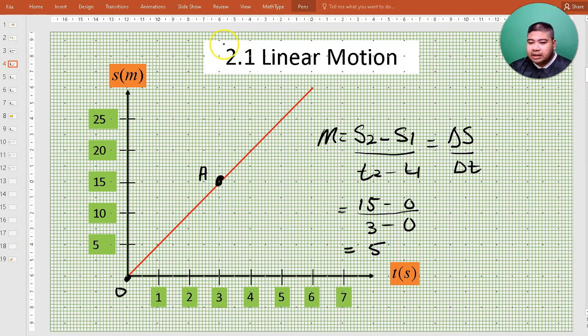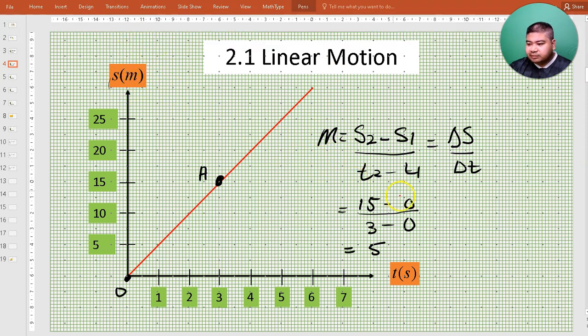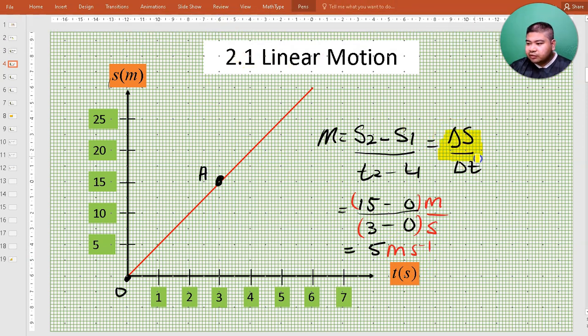But the axis has a unit, so the gradient must also have the units. So the unit for the y-axis is meter, so we put a round bracket there, so we have m. And then the unit for the x-axis is second, so meter divided by second, so the unit for the gradient is meter per second. And the equation that we have here, delta s over delta t, is actually the velocity of the object.